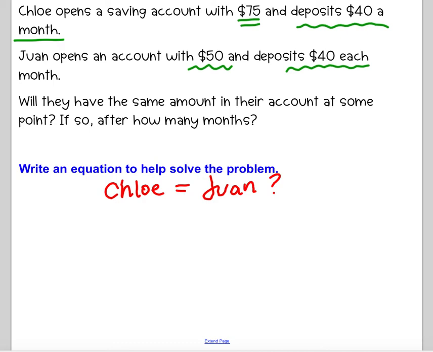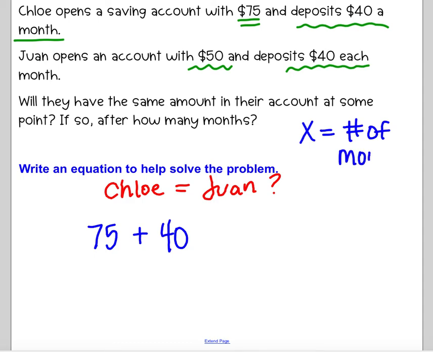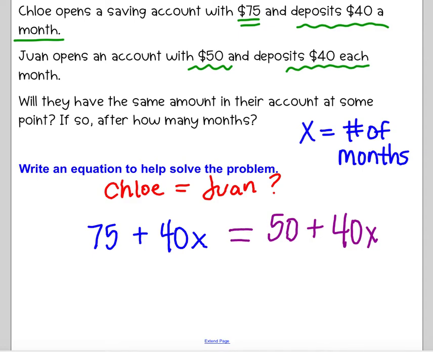Well, let's write an expression to represent Chloe. Chloe has $75 in her account, plus she's adding $40 a month. So we're going to let x equal the number of months she's depositing money. So $40 a month, and we're going to write Juan as he puts in only $50, but he's also adding $40 a month. When will they be equal? When will they have the same amount of money?